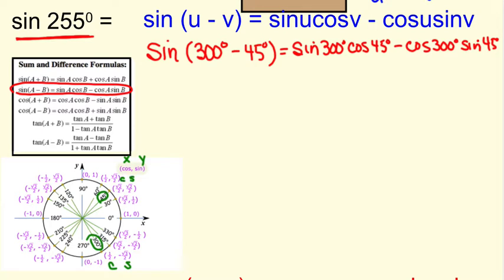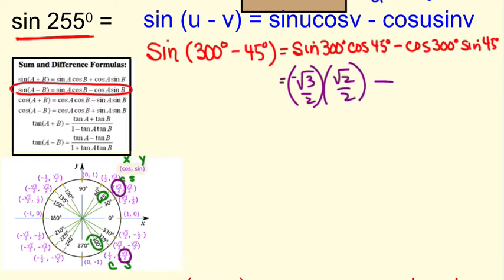We're going to go ahead and substitute those numbers in. So let's start with the sine of 300 degrees. The sine of 300 degrees is negative square root of 3 over 2. Then we're going to find the cosine of 45 degrees. That's right here. Square root of 2 over 2. And then minus. Now we're going to find the cosine of 300 degrees, which is 1/2, times the sine of 45 degrees, which is square root of 2 over 2.